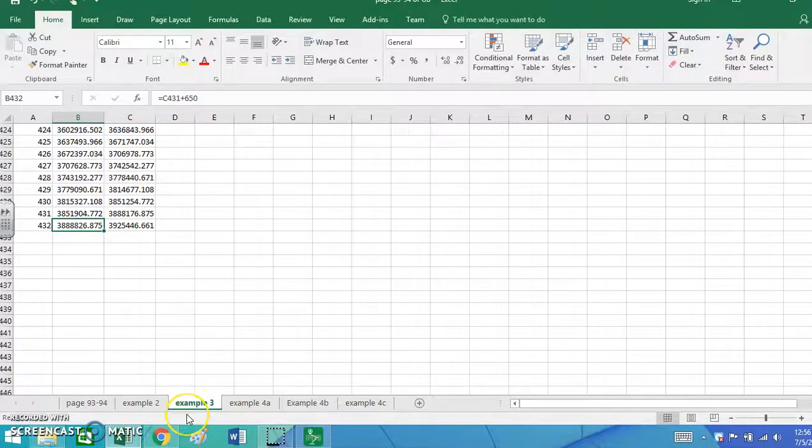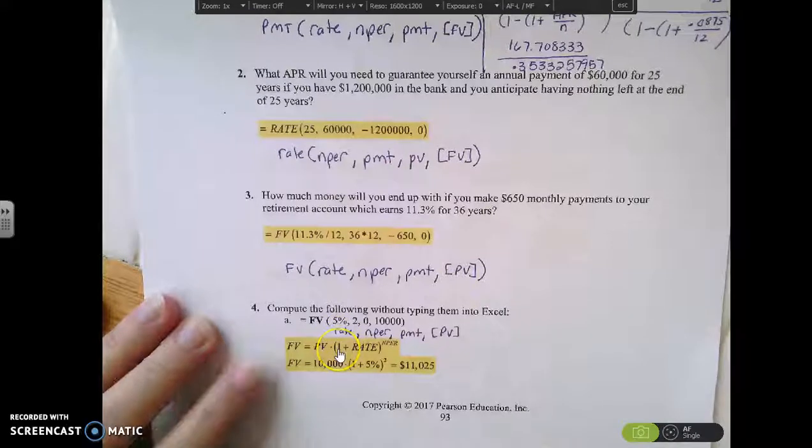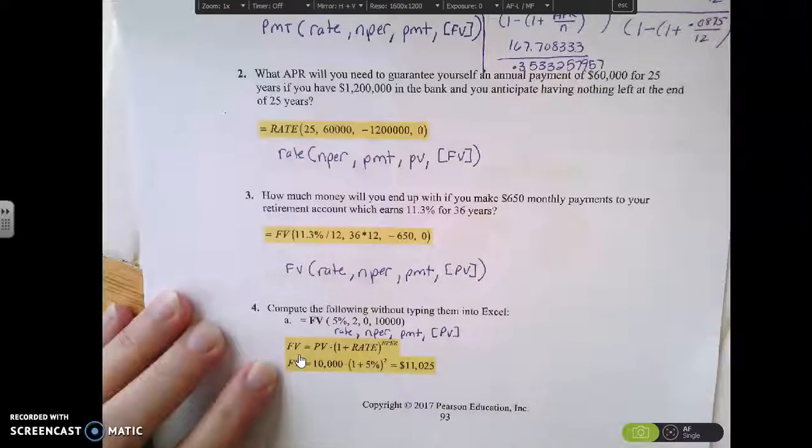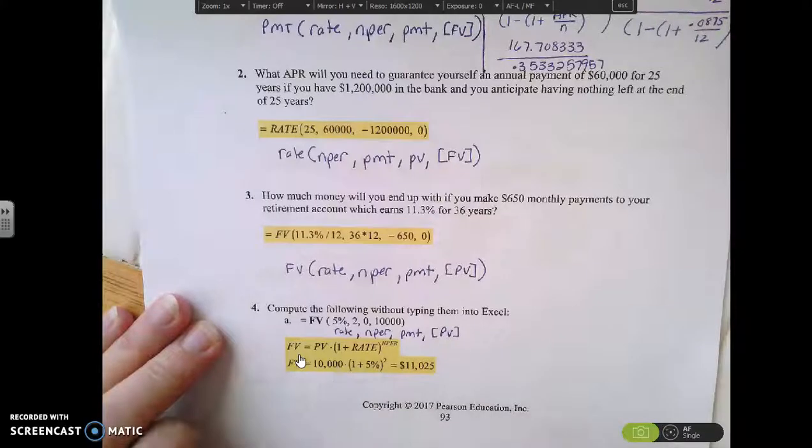Okay. All right, so then we go to example 4 on our paper. On example 4, what they want you to do this time is write out the calculation instead of if I had to do it by hand if I didn't have an Excel spreadsheet. So these types of calculations are just exponential calculations. So we're taking the previous value and we're multiplying it by 1 plus the rate raised to the number of periods. So the previous value is $10,000.